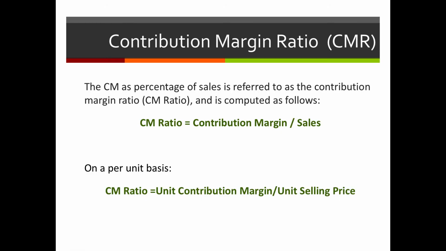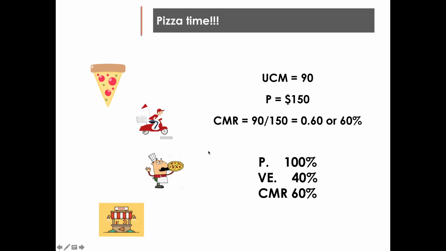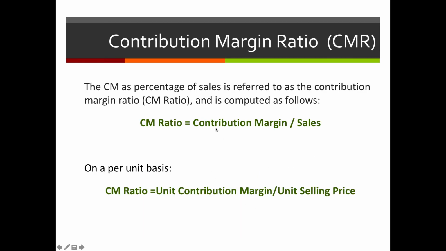This can also be explained as a ratio, as a percentage. The contribution margin as a percentage of sales is referred to as the contribution margin ratio. It is computed by dividing the contribution margin by the sales, if you compute it on a total basis. On a per unit basis, it is the unit contribution margin divided by the unit selling price.